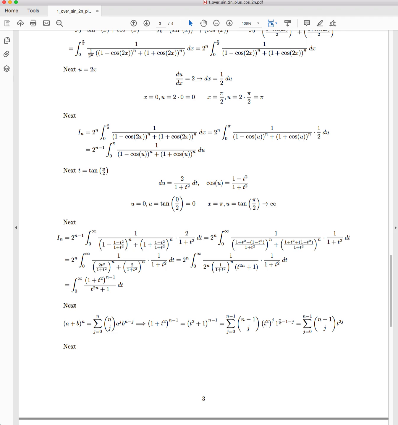Okay, so 1 to the power of anything is obviously just 1, so that's why that term just gets absorbed. And then just expanding it out using our indices laws here, we've got the sum from j equals 0 to n minus 1 of n minus 1 choose j, t to the power of 2j. So I'm going to plug that into our integral now. And we see the integral from 0 to infinity of (1 plus t squared) to the power of n minus 1 over t to the power of 2n plus 1.